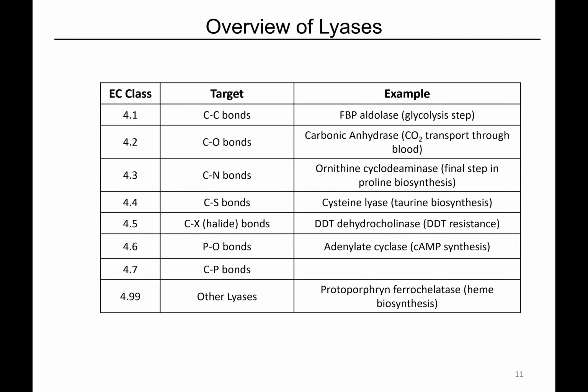I won't go through all of them, okay? But what you can see here is that there are examples of lyases that break basically any type of bonds, especially bonds focused on carbon. And also here for 6 are PO bonds. Okay, and then 4.99, and the .99 subcategory is always just everything else.